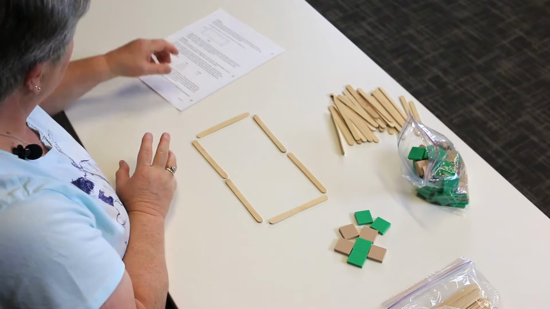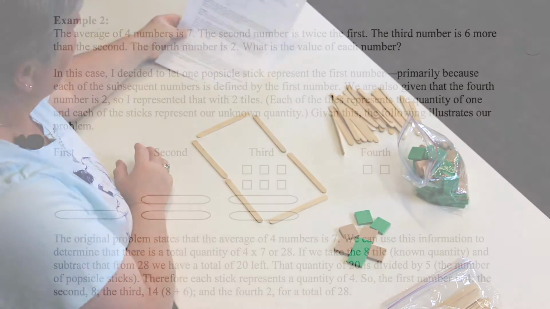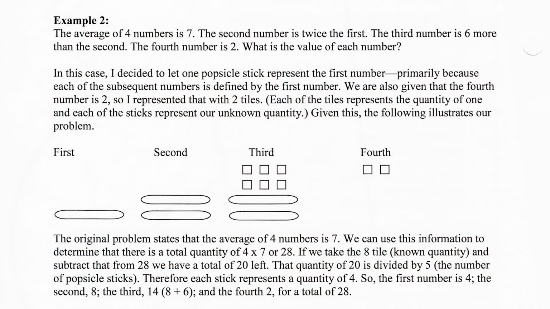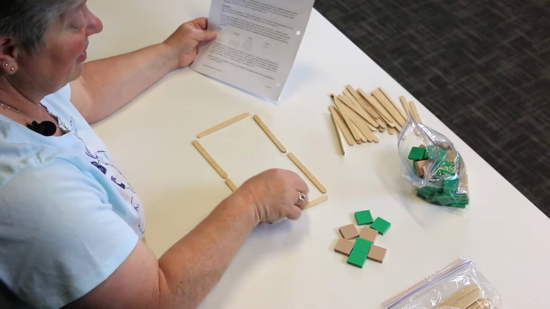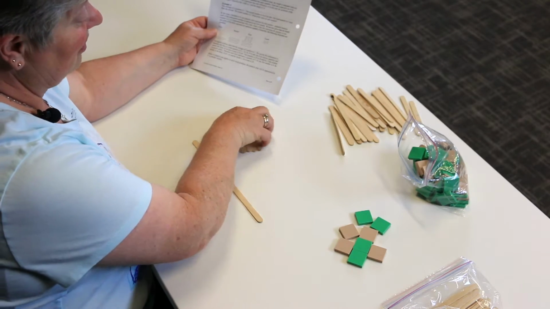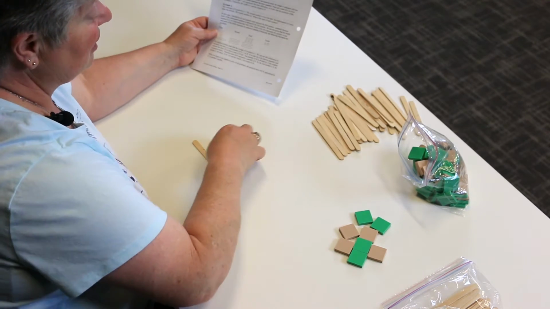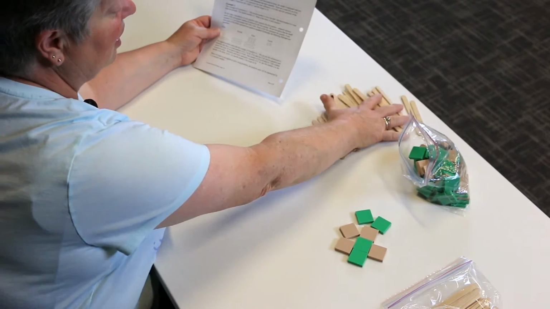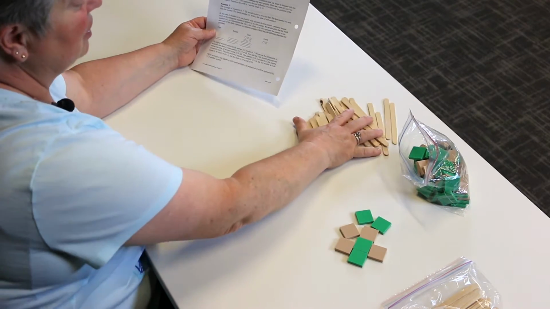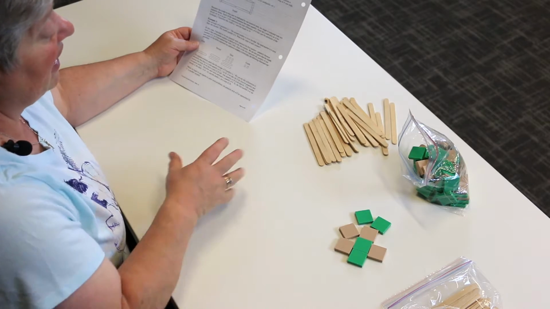There's another example here. If we look at example 2, it says the average of 4 numbers is 7. The second number is twice the first. The third number is 6 more than the second. The fourth number is 2. What is the value of each number? Now, I don't know about you, but these were always the problems that gave me stress. So what we want to do is again use our manipulatives to look at how we could create a visual model.